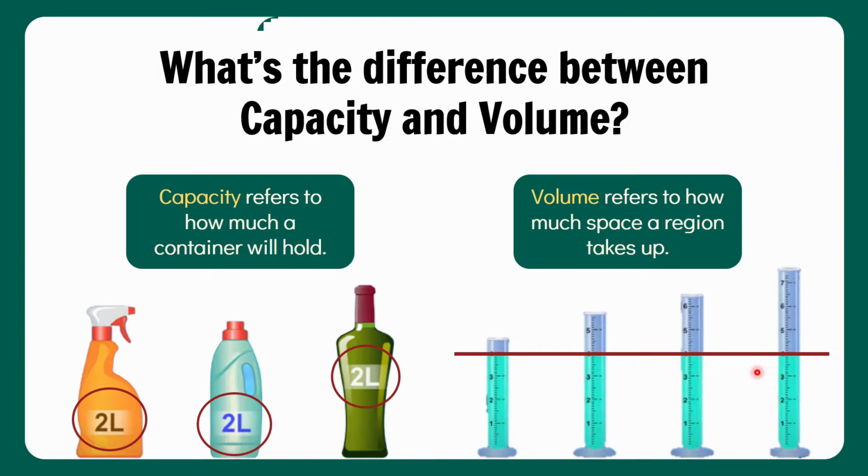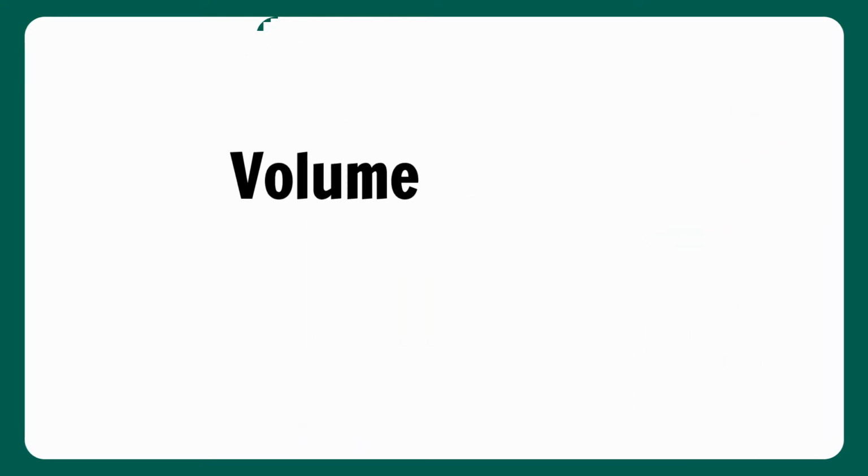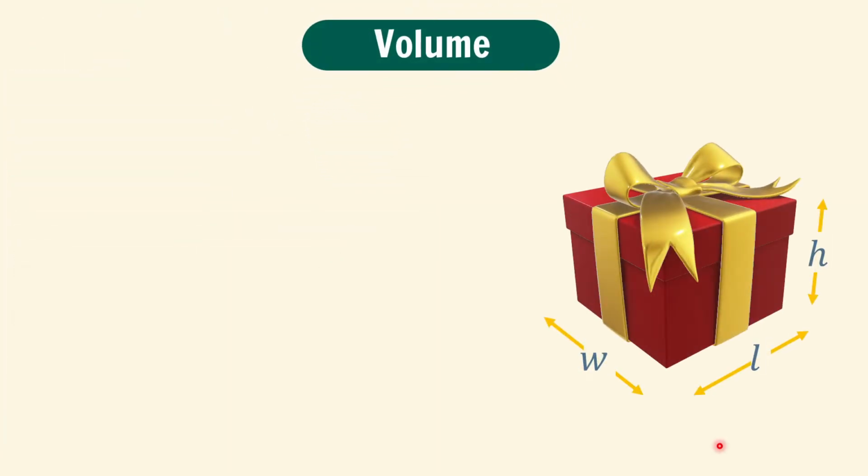Shown below are examples of metric measurements of capacity and volume, like a syringe, a graduated cylinder, a tin can, and a bottled water. So now let's discuss volume. Volume is a derived unit, meaning it uses the base units in a formula. We know previously that it measures three dimensions: length, width, and height.